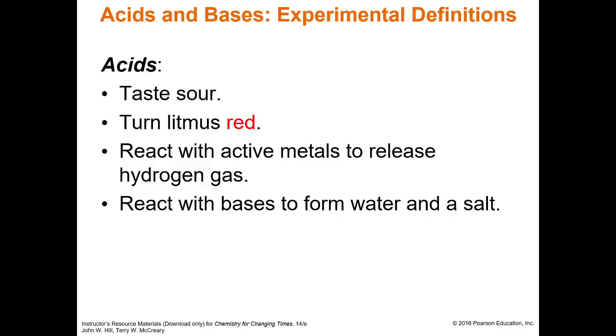It will turn a litmus paper red. It'll react with active metals to release hydrogen gas. So if you were to pour acids on many different metals that would react with them, things like iron will react very slowly, but things like potassium and sodium would react very fast. They would produce hydrogen gas.